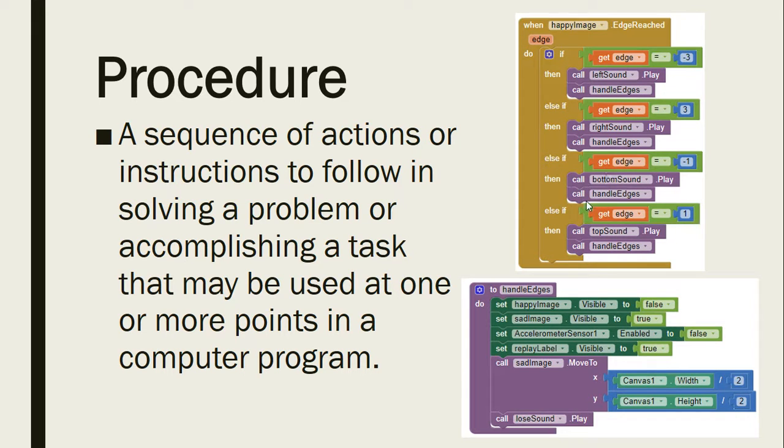And if we look at handle edges, it went in here and it made the happy image false, made the sad image visible, disabled the accelerometer, set the replay label to true, moved the sad image to the center of the screen, and then played the lose sound. So we've got 1, 2, 3, 4, 5, 6 things that are being triggered by this one procedure.